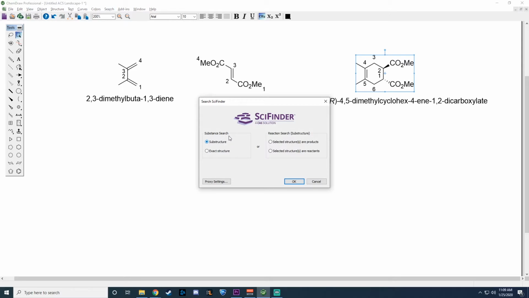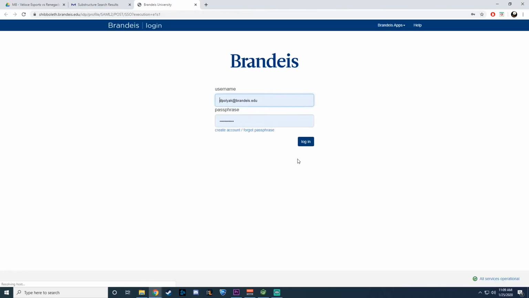Just like with Sigma, you can see that you can search it up by substructure, and you can search it up by exact structure. These mean the same things as in Sigma. Or if you want to see some reaction schemes, you can look this thing up as a product to see how it's made. Or if you're interested in what people do with it, using it as a starting material, you can click Selected Structures or Reactants to find that. In this case, we want just the exact structure. So let's go ahead and look it up.